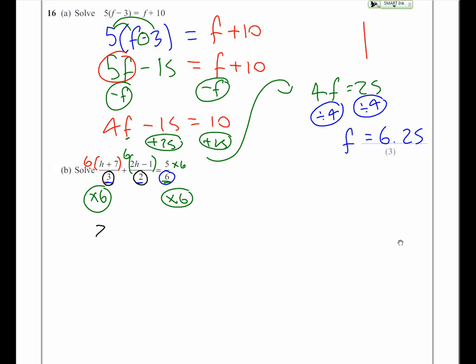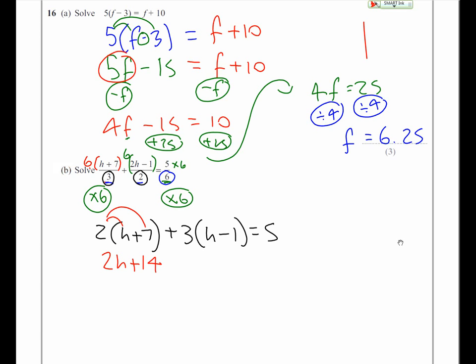So the first one you get 2, h plus 7. You have to have brackets, so you multiply the whole thing. 1, 5. Okay, now we expand out these brackets. 2h plus 14. And this one, they're separate here. Don't treat them as a double bracket, as I see some people do. Separate.